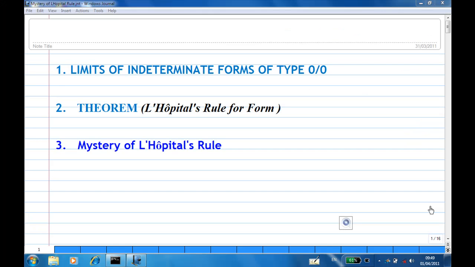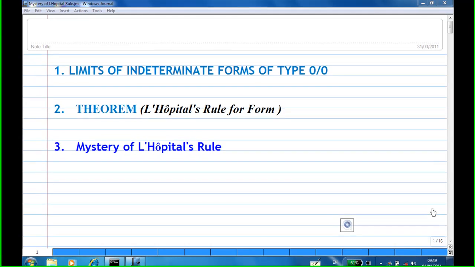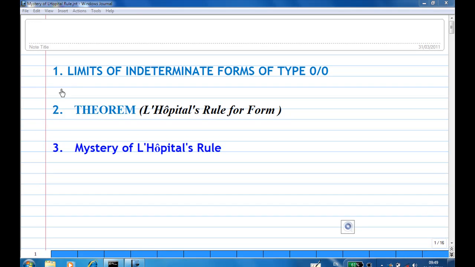Hi, the purpose of this recording is to show you the mystery of L'Hopital rule. What is the usefulness of L'Hopital rule? It is usually used to find the limits of indeterminate form of the type 0 over 0. Then I'll briefly state the L'Hopital rule and then explain the mystery of this rule.